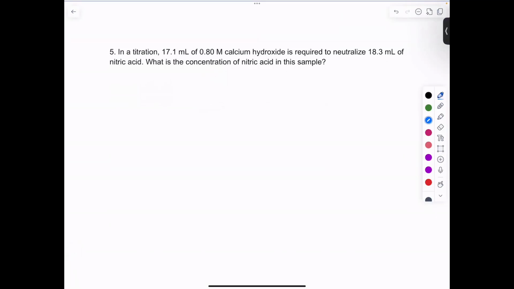Number 5 is discussing titrations. So we need to look at some formulas here and make sure we understand what we're working with. So in a titration, keyword being titration, we'll circle that here for a moment.